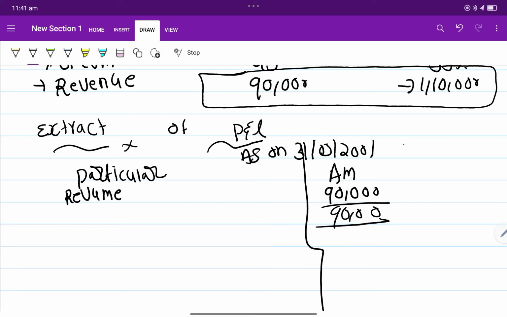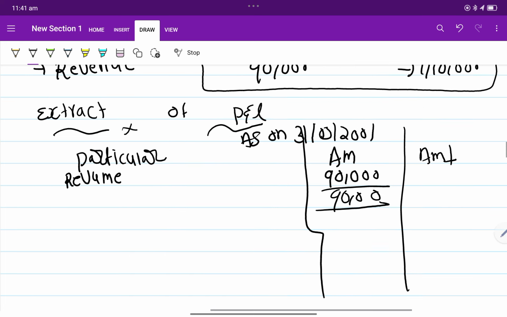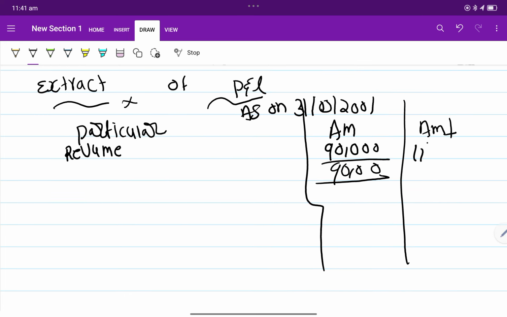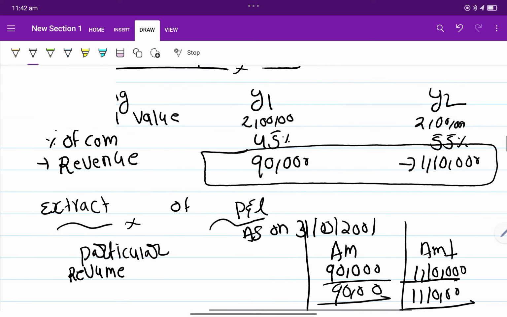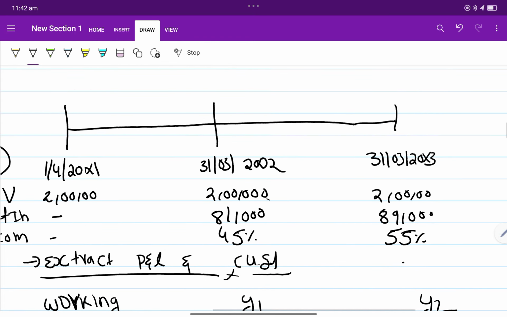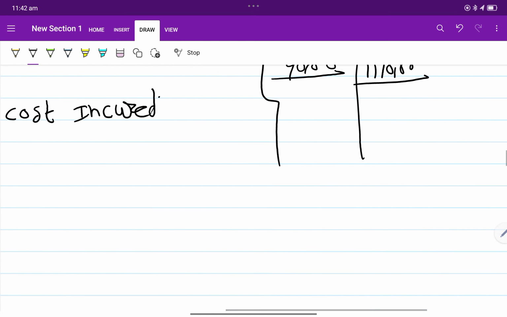This is the first year, this is the second year. Second year, how much? 1,10,000 rupees. Okay. Next, cost incurred. What is the cost incurred? 81,000 in the first year. And for the second year, 89,000 is the cost incurred.